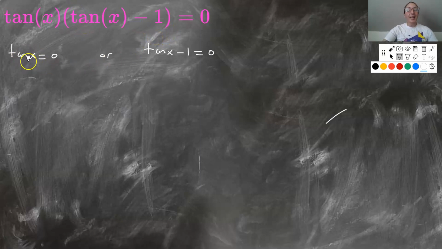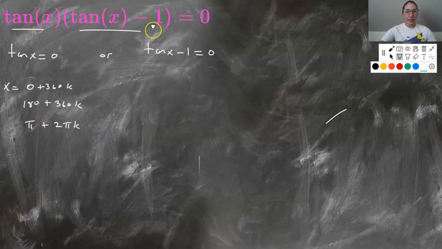So where is tangent equal to 0? Well, tangent's equal to 0 on the unit circle whenever it's flat, right? Because tangent is slope. So x is either 0 plus 360k, or x is 180 plus 360k. In radians, it's still 0 plus 2 pi k, or it's pi plus 2 pi k. So that takes care of this guy here.